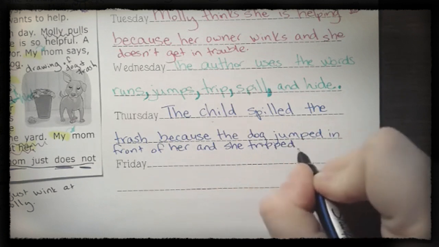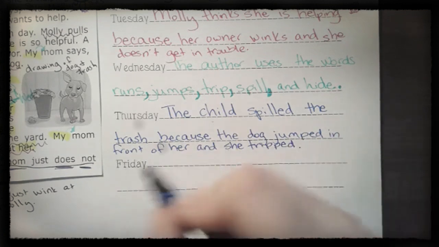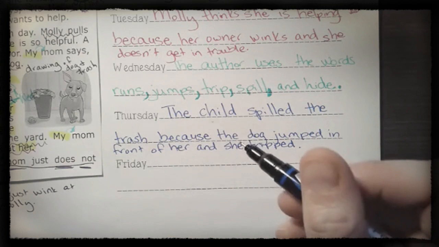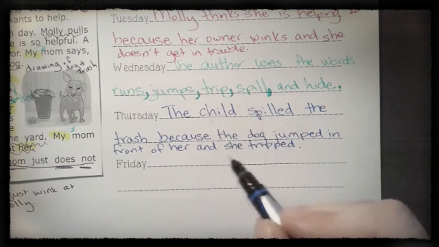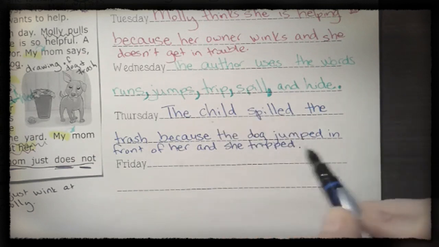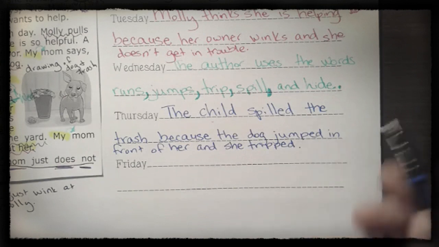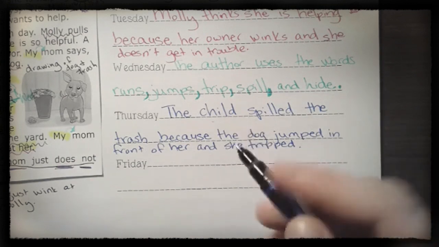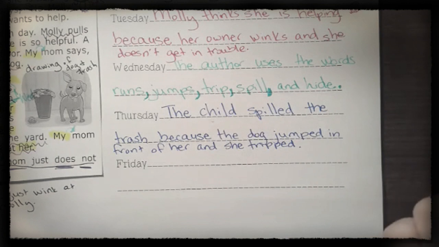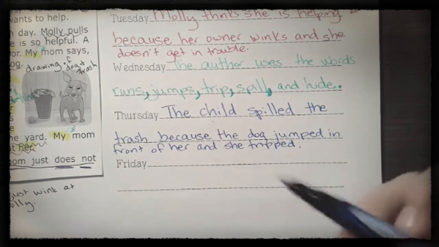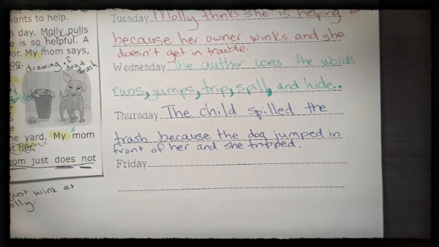Now remember, you could have just said because the dog jumped in front of her. You could have just said because she tripped over the dog. You need to add in over the dog. But make sure you have a period. Make sure you have a capital letter. And other than that, if you have one of those two or both, I'm fine. All right. Go to the rest of your stations.